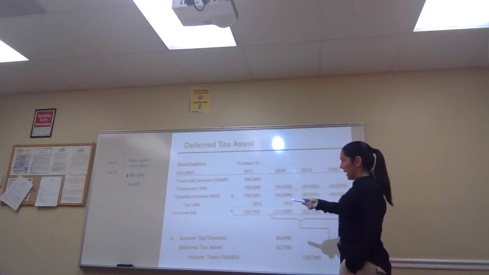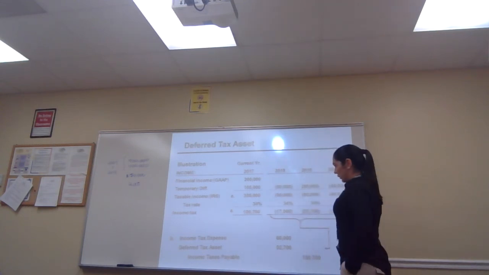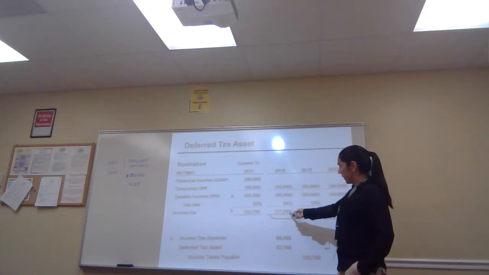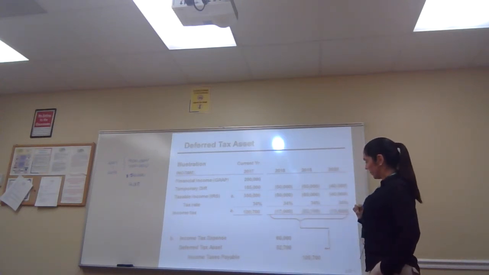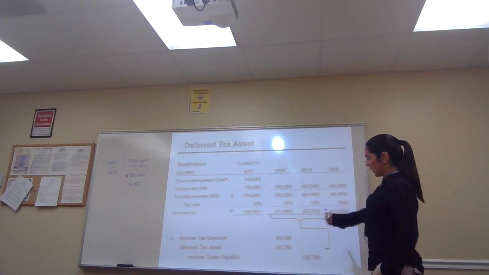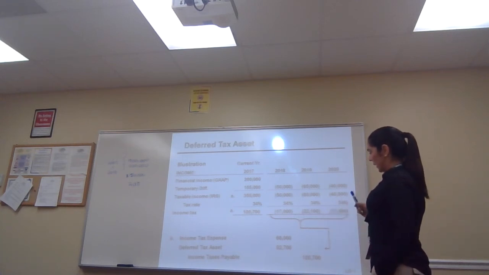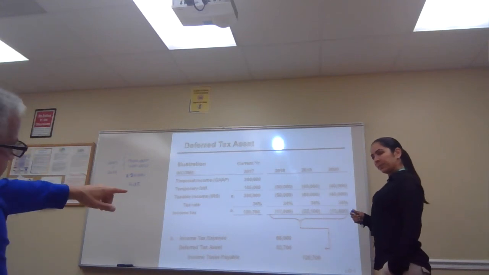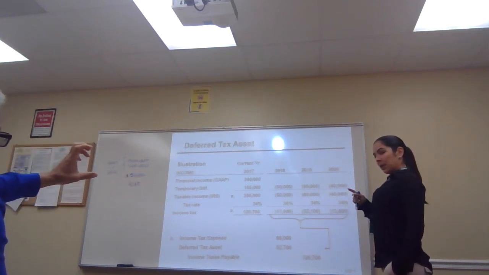Okay, so we're actually going to pay higher tax in year 1 than in the future years. So that's why it's a deferred tax asset. In the future, you're going to get the benefit of these deductions, of this tax advantage. So you have your income tax expense of 68,000, your deferred tax asset of 52,700, and your income tax payable of 120,700.